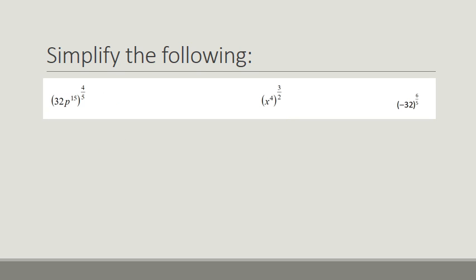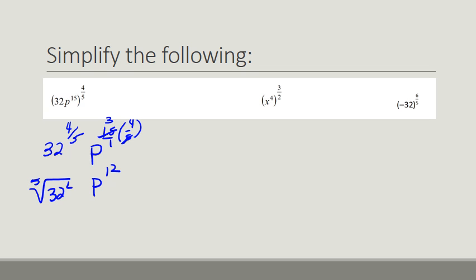If I'm going to simplify here, I'm going to get 32 to the 4/5, and p to the 15 times 4/5, and I'm going to use exponent rules to solve. So I'm going to multiply my exponents here, so 15/5 reduces to 3, so this becomes p to the 12th. And this becomes the 5th root of 32 to the 4th.